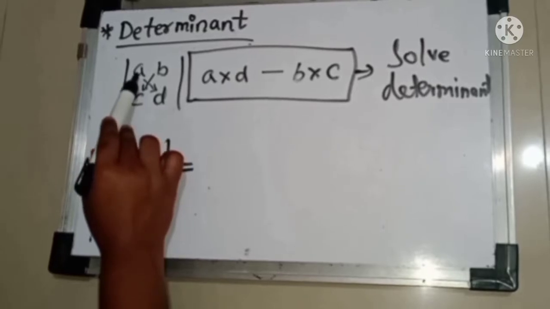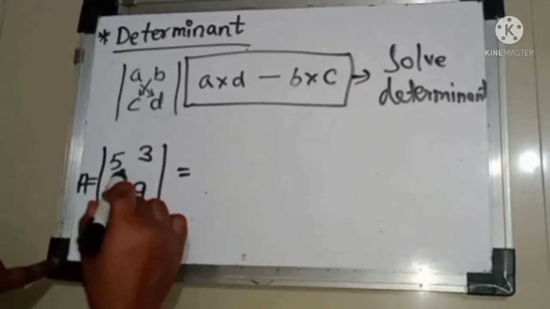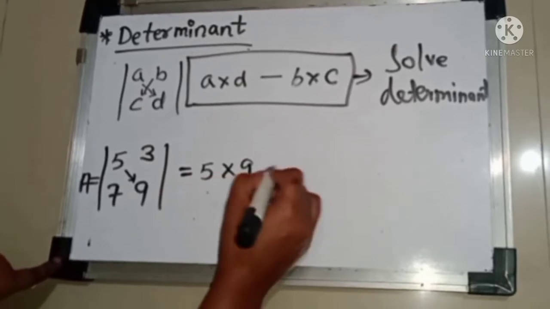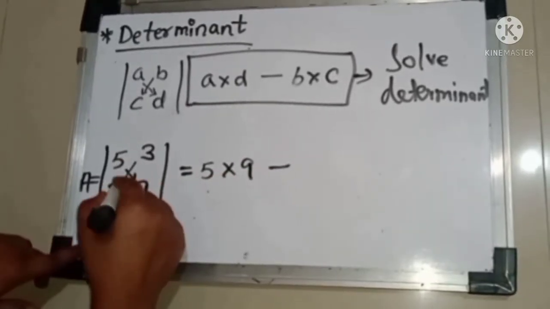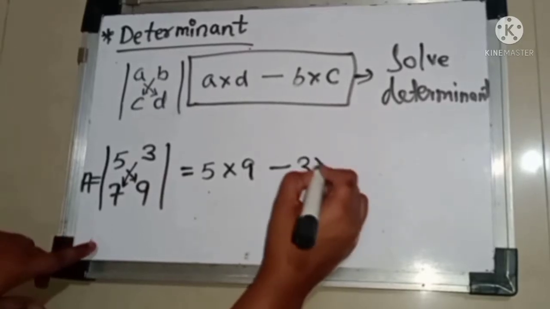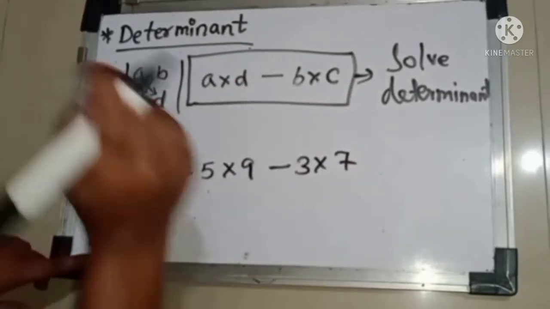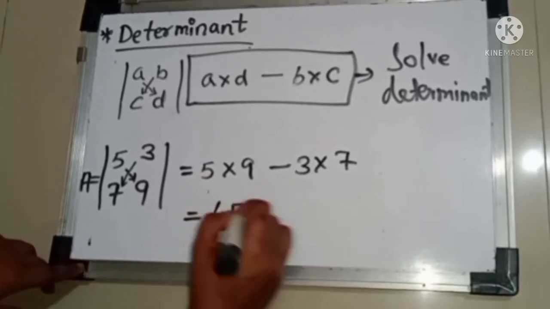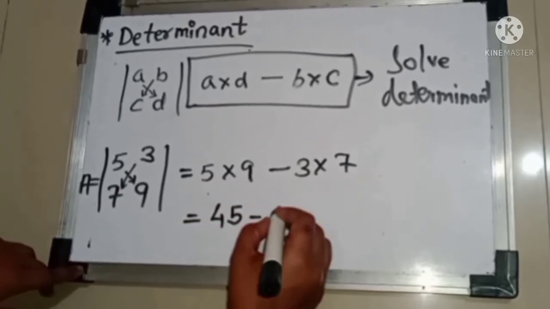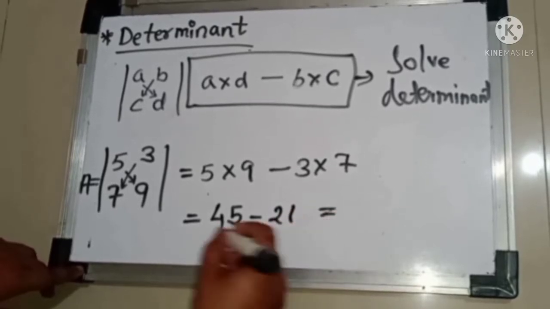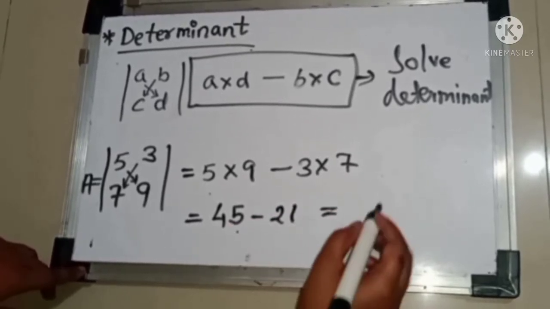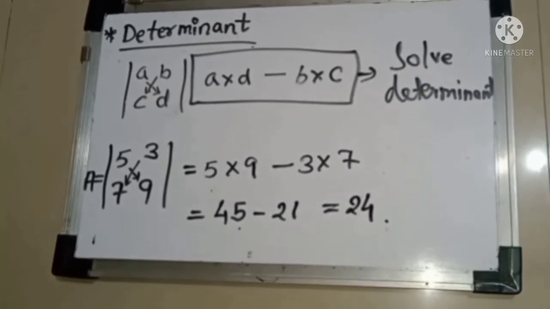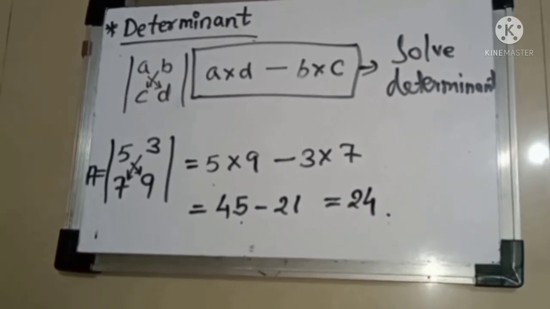In this we have to multiply a by d, that is 5 by 9. And most important, the minus sign. And next 7 by 3, that is b by c. We will solve it. 5 nines are 45, and minus 3 sevens are 21. 45 minus 21 will come 24. This way you have learned how to solve the determinant. Okay.